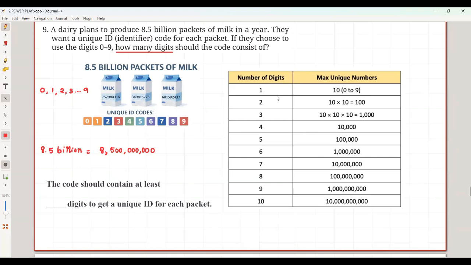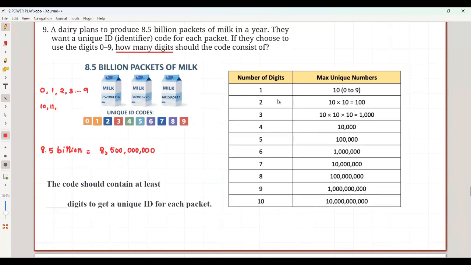If I go with double digits, for example 10, 11, 12, then 12 can be written as 21, 13 as 31, 14 as 41, 15 as 51. We can just interchange. So if I take two digits, we'll have 10 into 10, that means 100 possibilities. I will get 100 unique IDs.